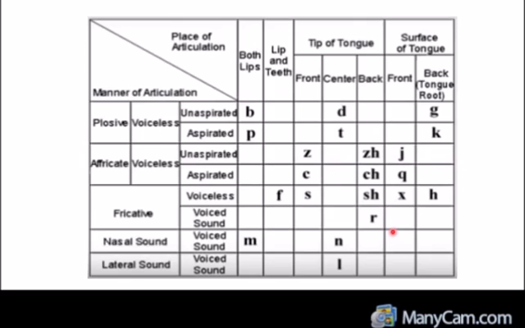Now, again, I've provided the chart here. It's quite useful so that you understand where the tongue position should be. It classifies the tip of the tongue, and the position of the tongue on the palate, so front, centre, back, and then you've got the surface of the tongue, lip and teeth, and both lips, so you've got articulation, and it tells you which one's a nasal sound and lateral sound.